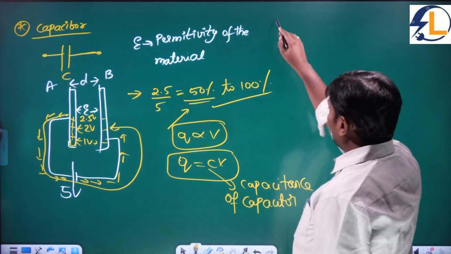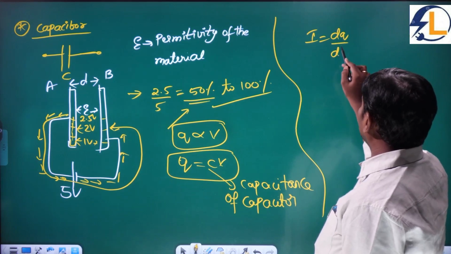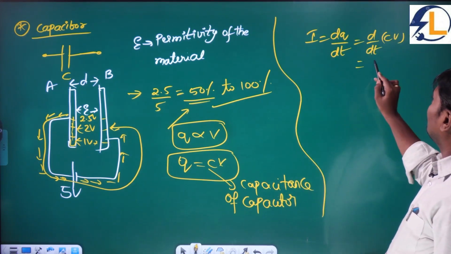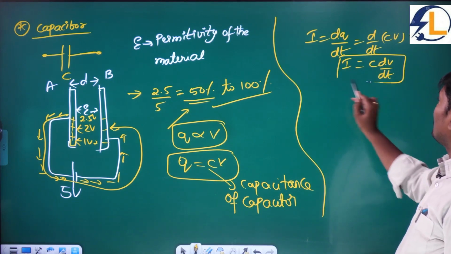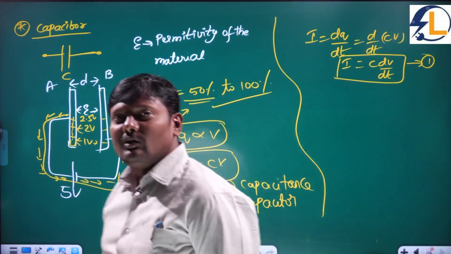So what is the electric current formula? I equals dq by dt, which is d by dt of CV. C is a constant, so I equals C dV by dt. This is the first property of a capacitor: a capacitor does not allow sudden changes of the voltage.